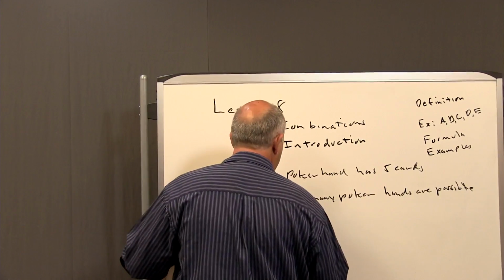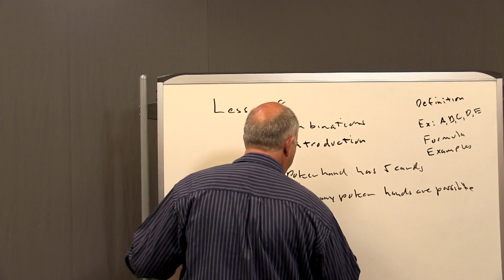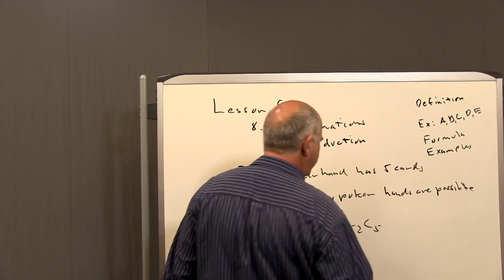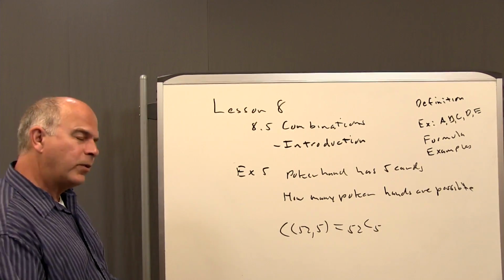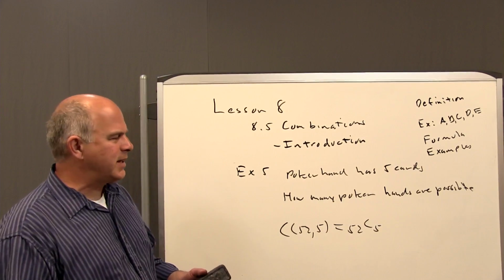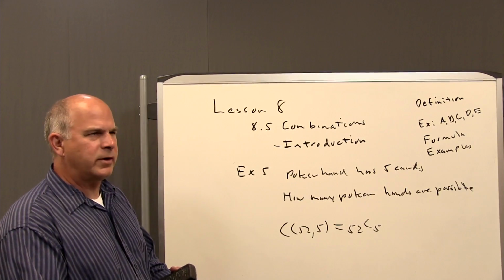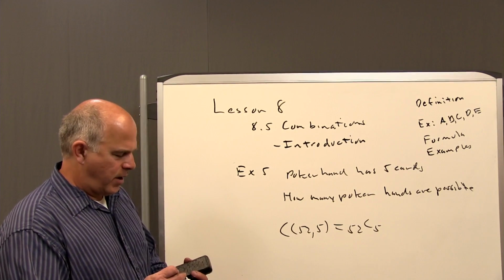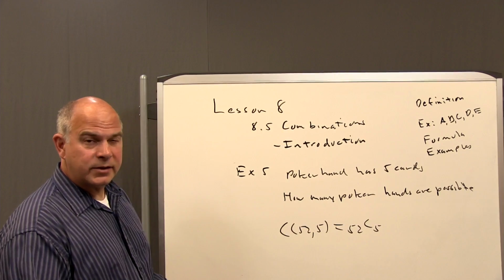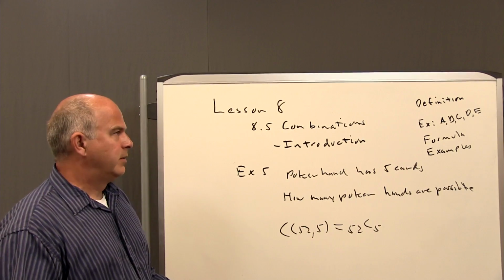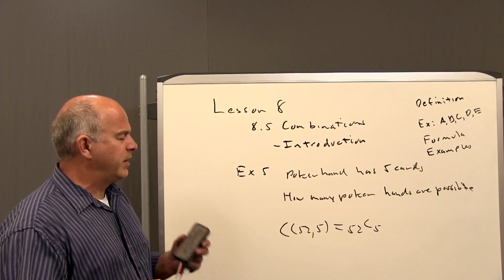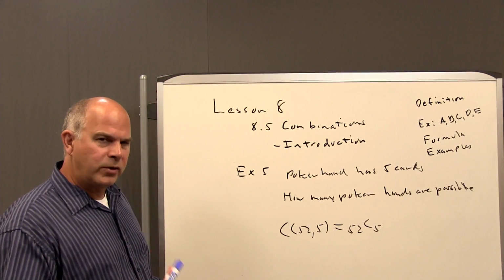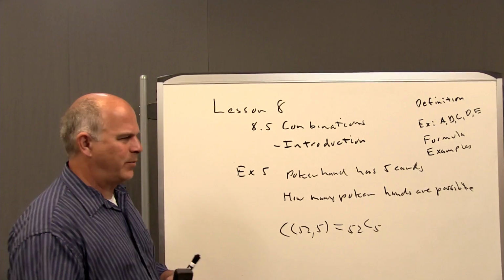And so C of 52, 5, or 52C5. Now, if you weren't thinking about it a lot, you might say, but wait a minute, order is important in poker. You have straights, like 7, 8, 8, 7, 5, 8, 7, 6, 5, 4, things like that, where order is important. But the order that they come into your hand is not important, right?